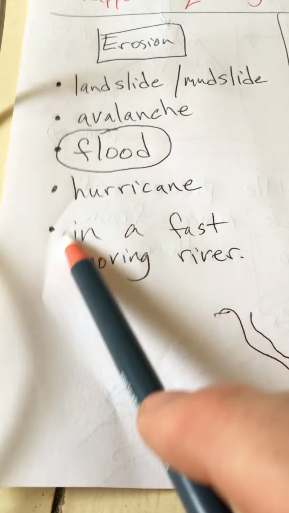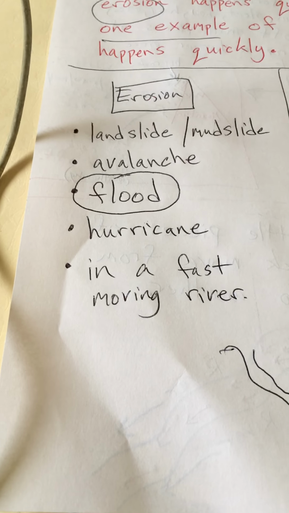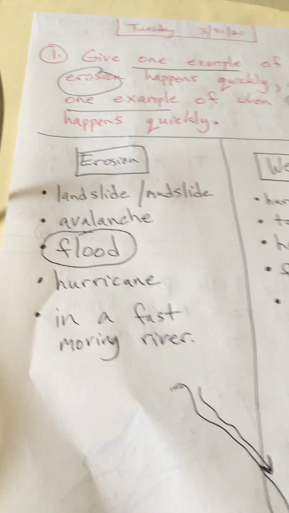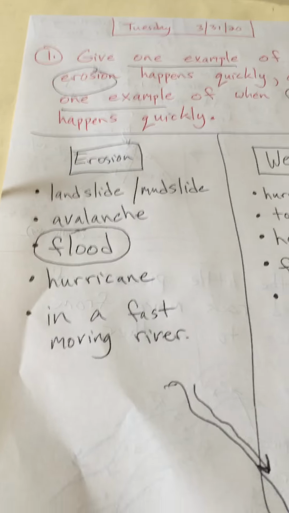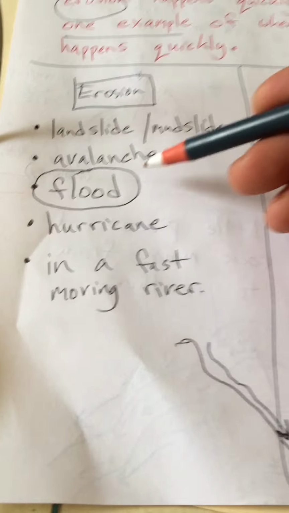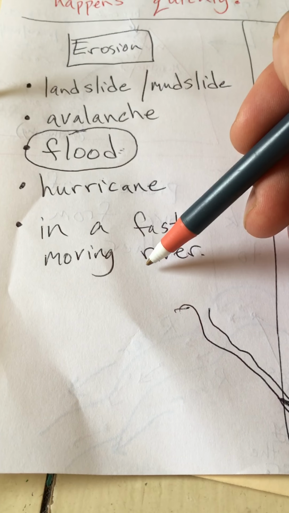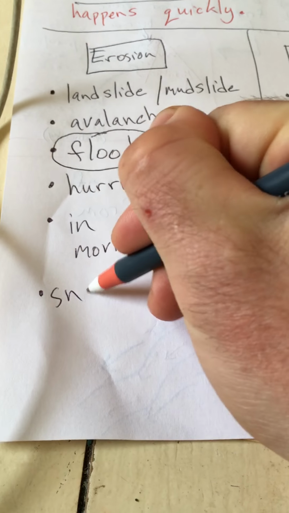And the last one I put here is a fast-moving river. If that river is moving really, really quickly, it's going to make erosion happen faster. So that will happen if there's lots of rain, if there's a flood, or even in the springtime when the snow is melting. Okay? So that's another one we can add here.